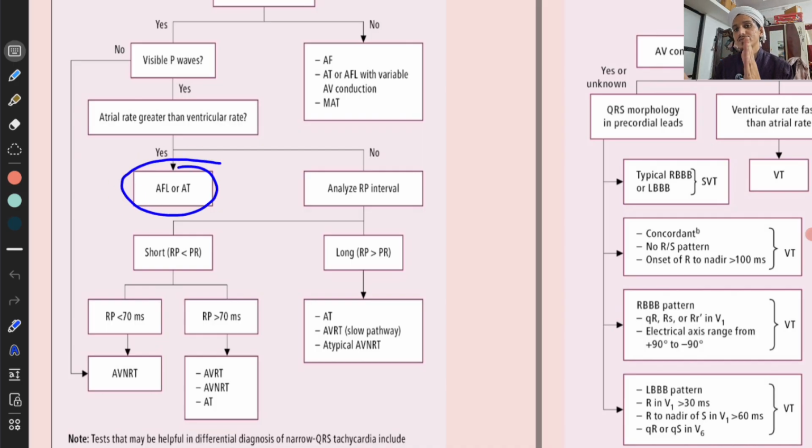If the atrial rate is not more than the ventricular rate, then you should differentiate. It is not atrial flutter, so it is AVNRT, AVRT or AT. How do you understand? The main thing is RBBB.